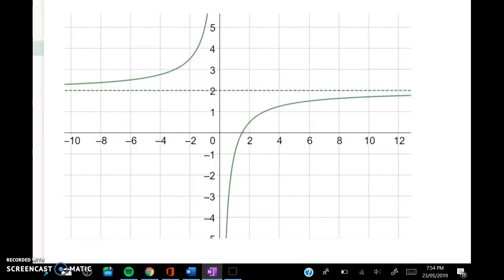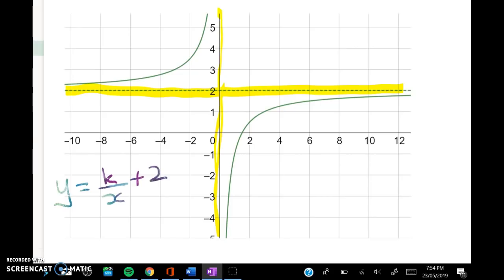Right, next one. This time we've got no horizontal shift, but we've got a vertical shift. So the form of the equation is going to be y is equal to k divided by x plus 2. Right, so let's think again about why it's divided by x. I can't put in x equals 0. That's what this vertical asymptote is telling me.